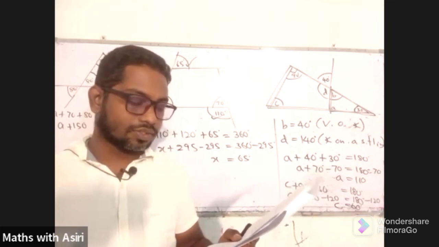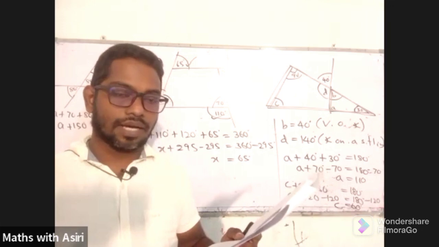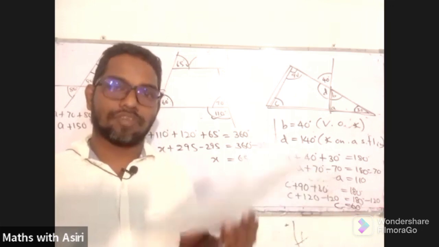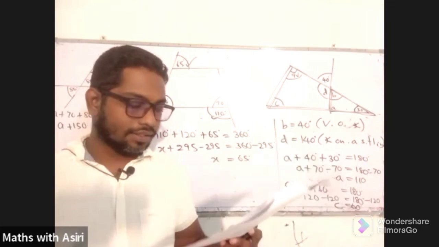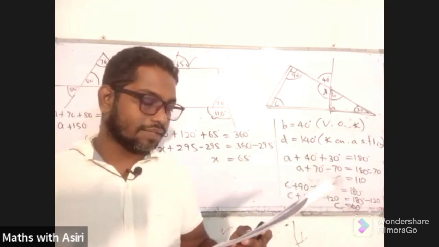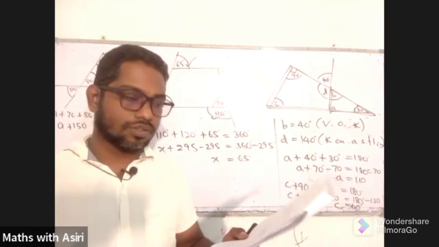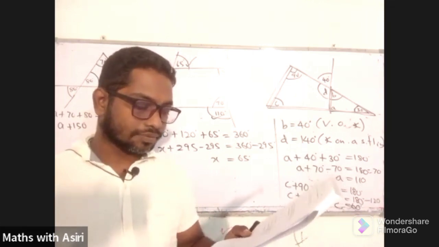That also cannot be, because I told you that the sum of the exterior angles of any polygon is 360, but the sum of these three given angles becomes 330. So that also cannot be.